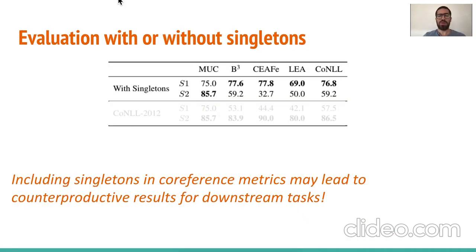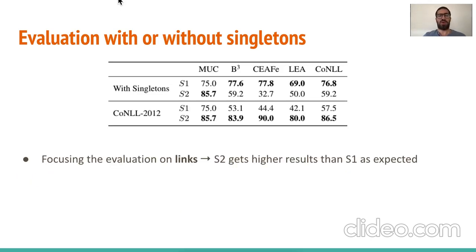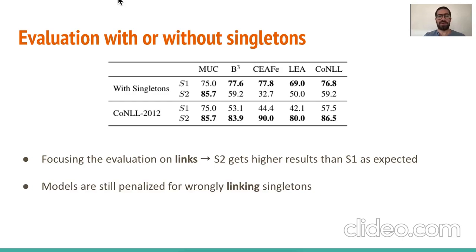However, when we include singletons in coreference metrics, S1 gets much higher results than S2, which is counterproductive for downstream tasks. However, when we focus the evaluation only on links, when we ignore singletons like in CoNLL 2012, S2 gets higher results than S1 as we expected. It's important to note that even when we ignore singletons, models are still penalized for wrongly linking singletons.